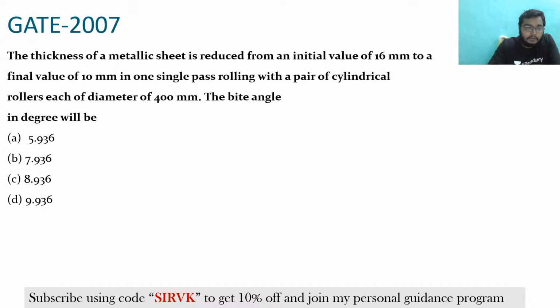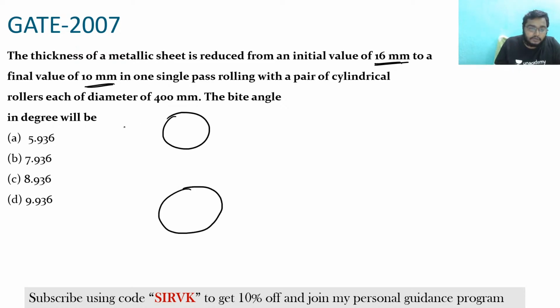Now try to solve this question and tell me the answer. Thickness of metallic sheet is reduced from initial value 16 mm to final value 10 mm. Right? So there is a roller. From this roller, you are passing the thickness value, and from here it is coming out.